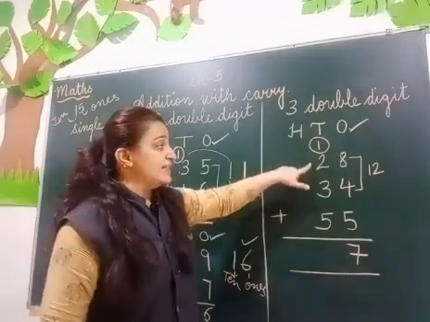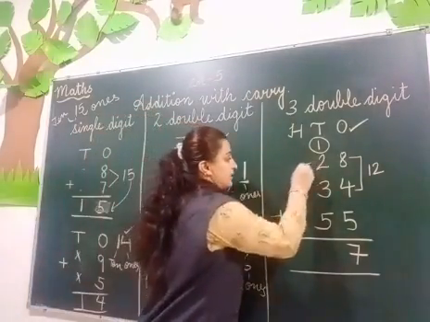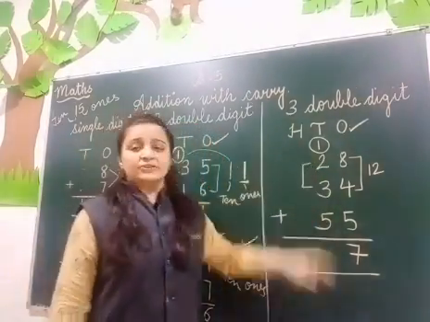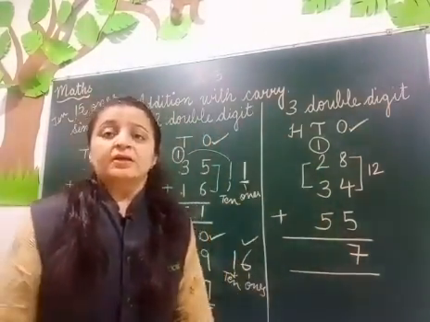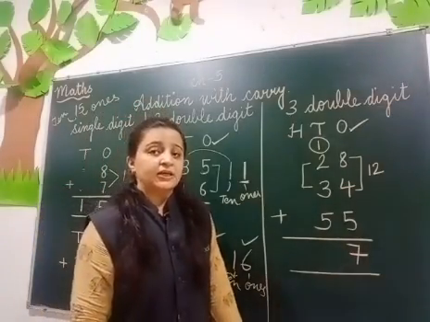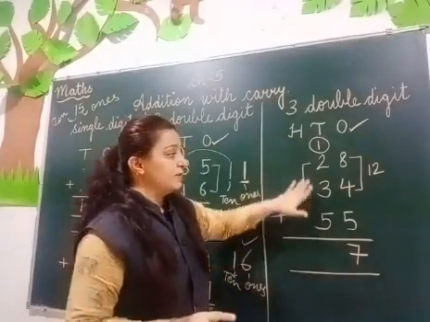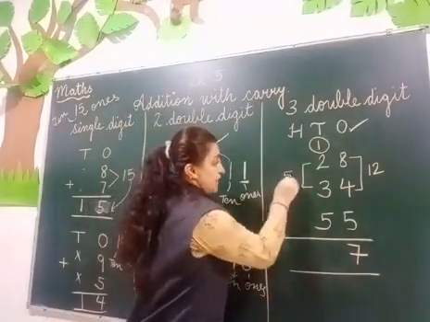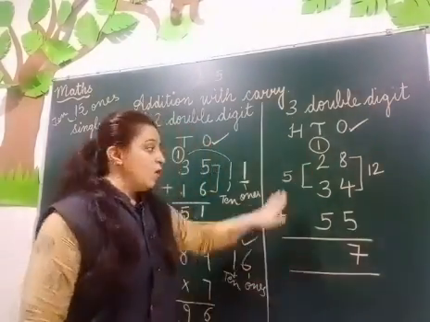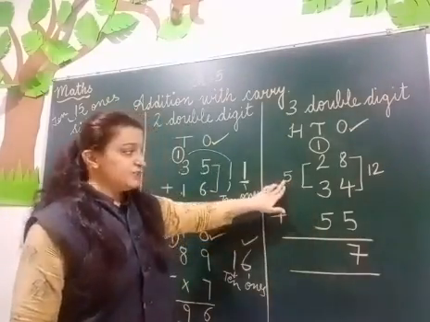Okay? Now let us add first 2 and 3. 2 and 3, very easy. Tell me, what is 2 and 3? Yes, 5. Okay, 2 and 3, the answer is 5. Now add 5 more to this 5.